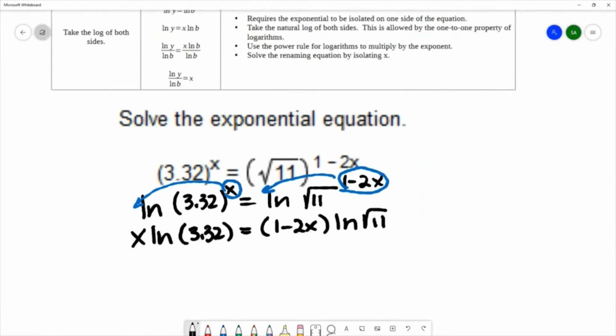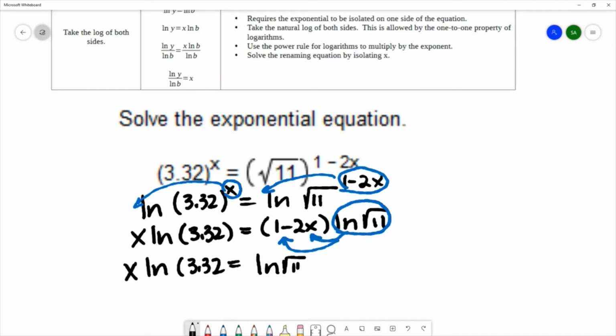The next thing I'm going to do is use the distributive property and distribute this natural log square root of 11 to each term in the parentheses. I'll have x natural log of 3.32 equals natural log square root of 11 minus 2x natural log square root of 11.